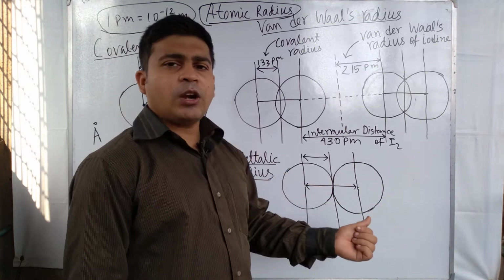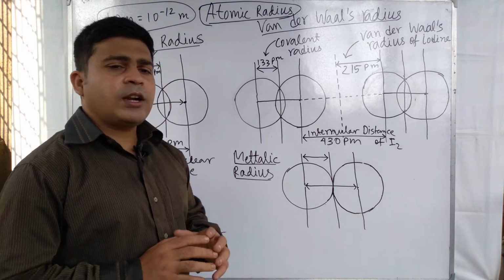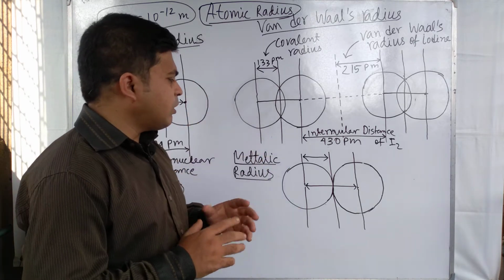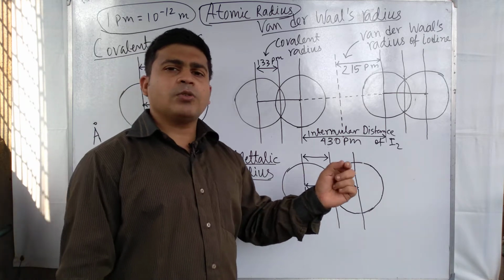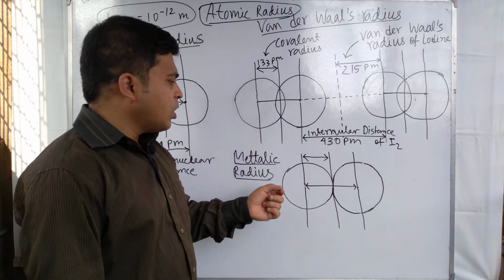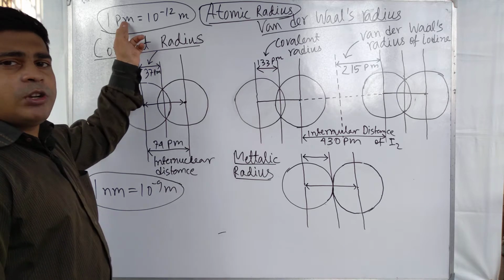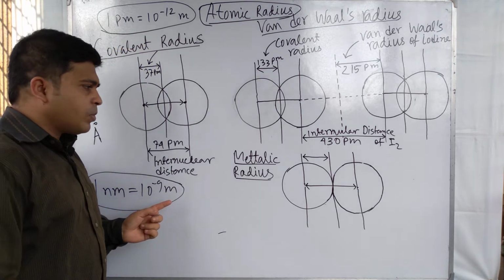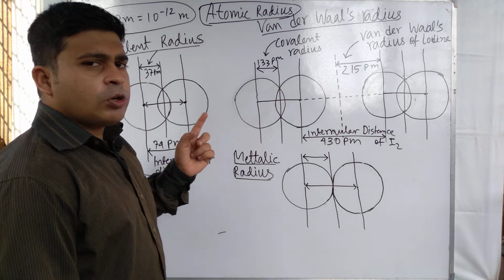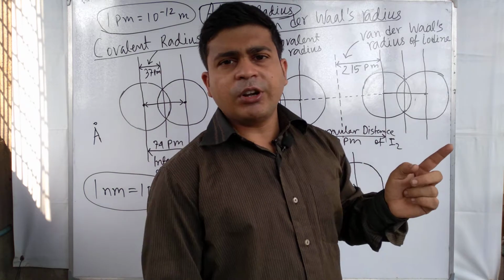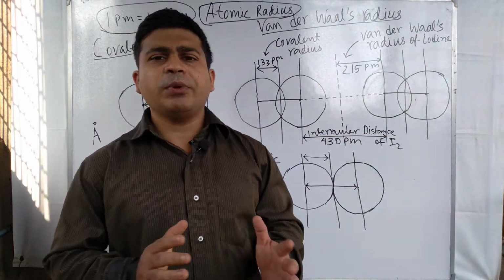So if we consider an atom as a sphere, as a spherical object, then the distance between the center and the outermost shell of an atom is called the atomic radius. Atomic radius is measured using the units picometer, nanometer or Angstrom. So you are clear about the topic, what is atomic radius.